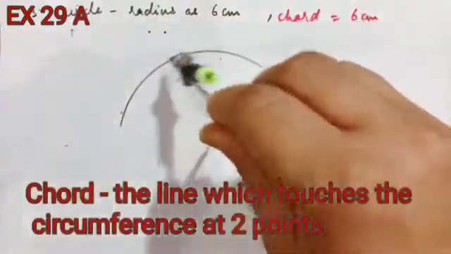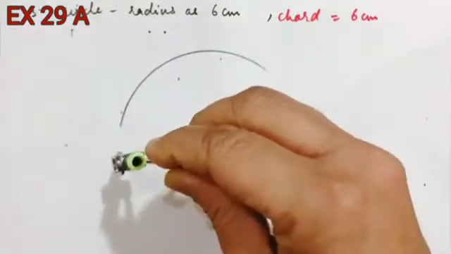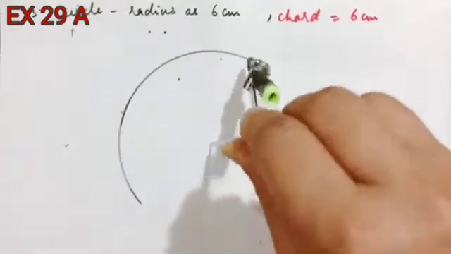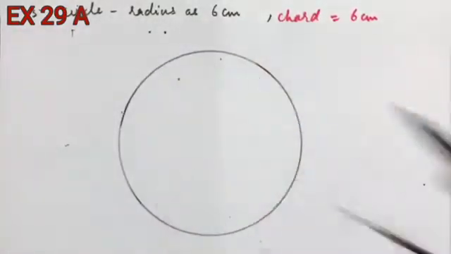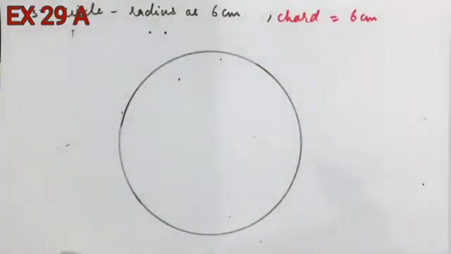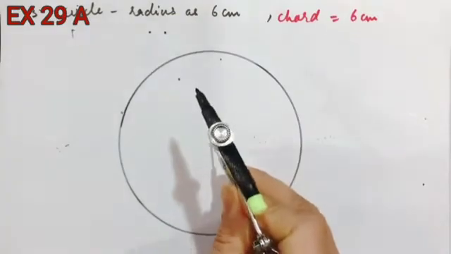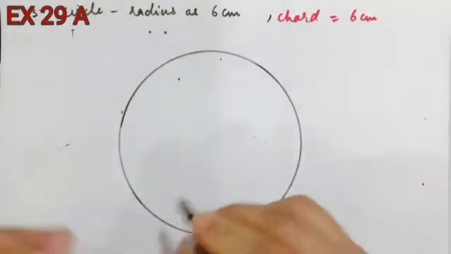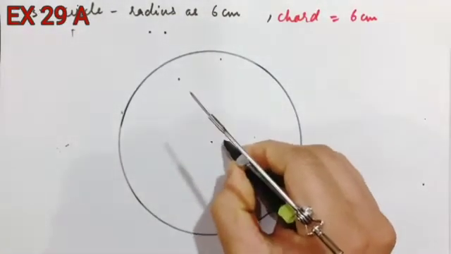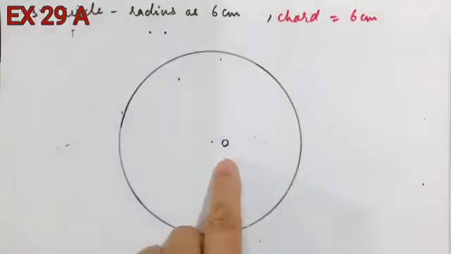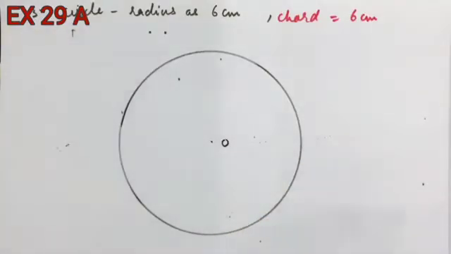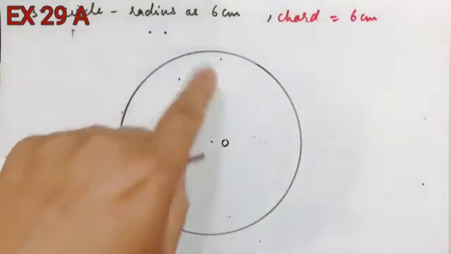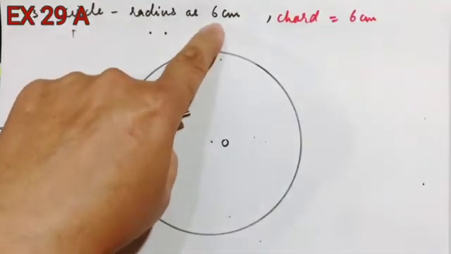This is our circle, isn't it? Circle of radius 6 centimeter. Okay, very good, no issue. This was our center, so I am going to mark this center as O. Very good. This is the center and this is the circle. Can you please tell me what is the diameter of this circle? Of course, the diameter will be equal to 6 into 2, 12 centimeter.